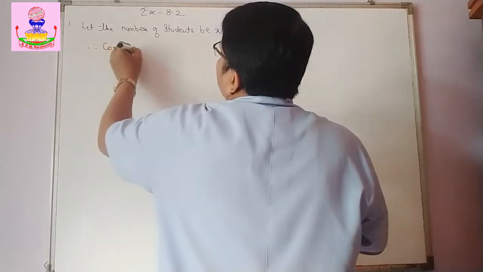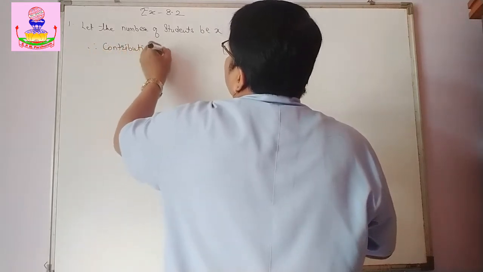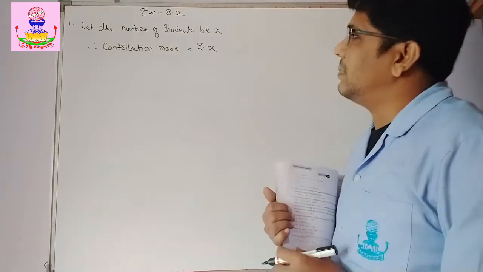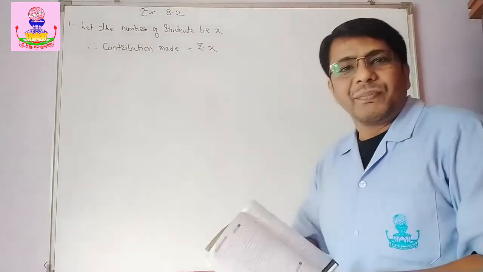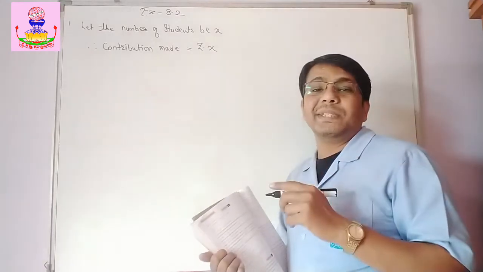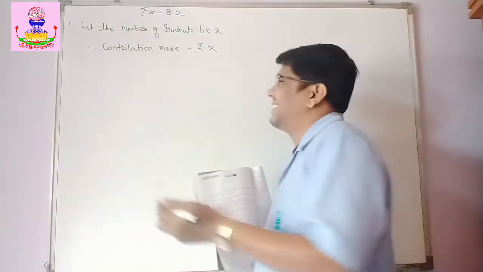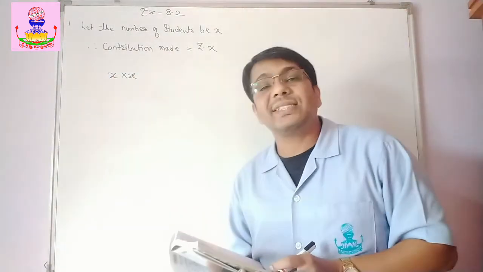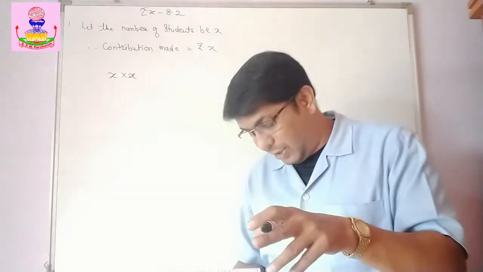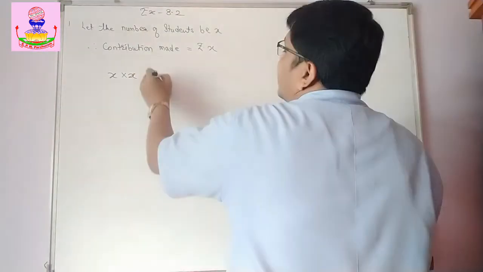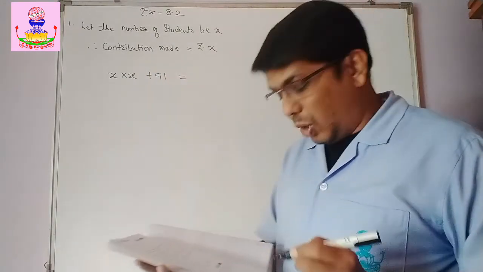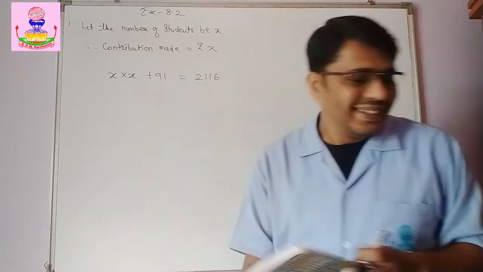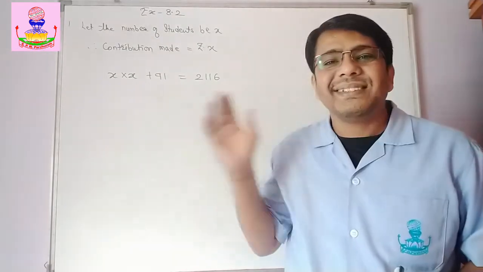So the contribution made will be how much? Rupees x. So one student contributes x rupees. So x students contribute x into x. We are putting it in the form of an equation now. So x into x, and the teacher contributed rupees 91, so plus 91. And the total amount collected was 2116. Do you get it?